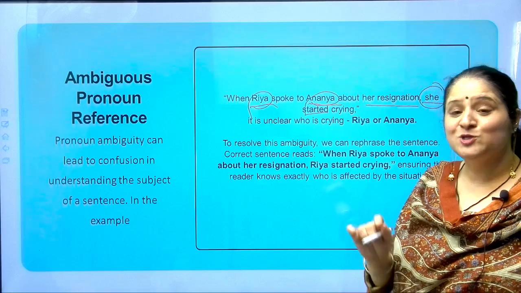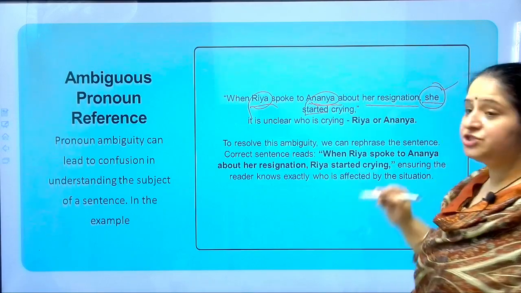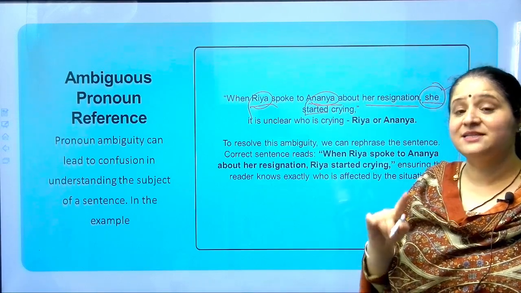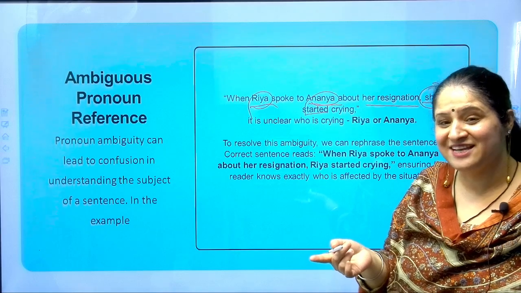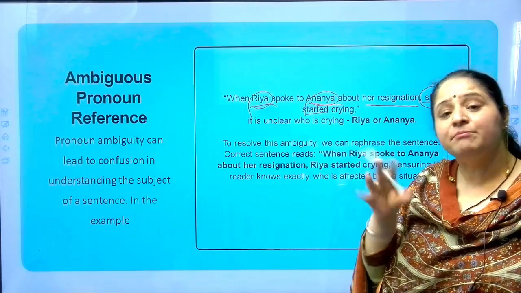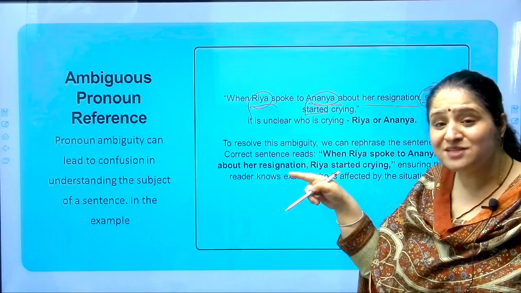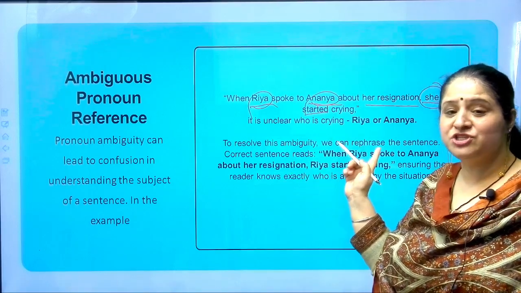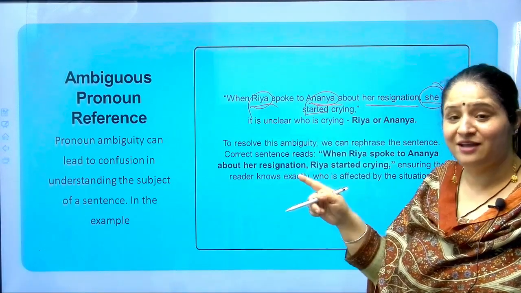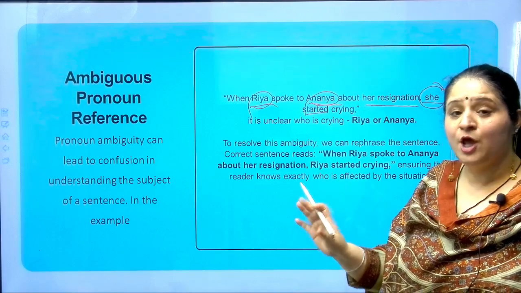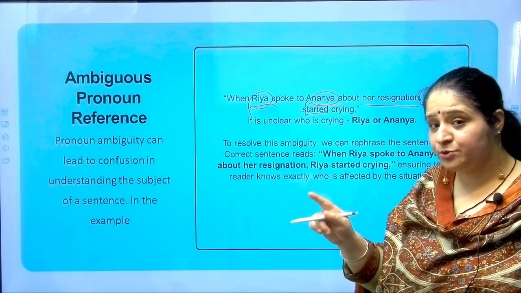Are you getting it? So I can call this pronoun she over here an ambiguous pronoun reference. ये pronoun मुझे एक ambiguity दे रहा है यहाँ पे. It's not very clear for me which noun it is referring to. Is this pronoun she referring to Ananya or to Riya? I'm not really very sure about it. तो इस case को हम क्या बोलते हैं? Ambiguous pronoun का case बोलते हैं.